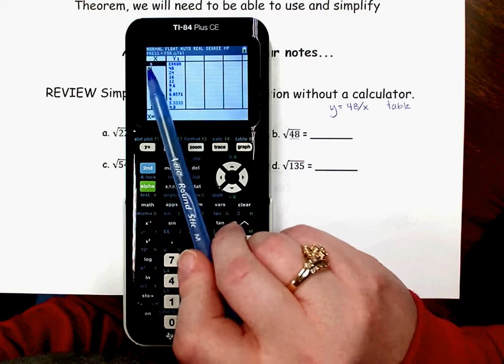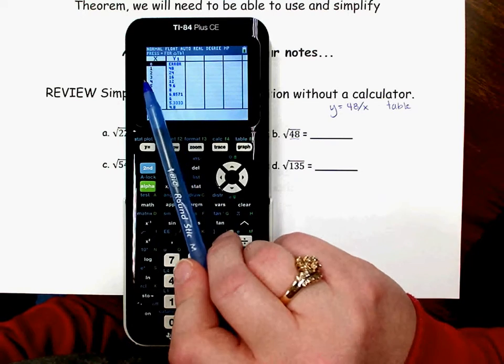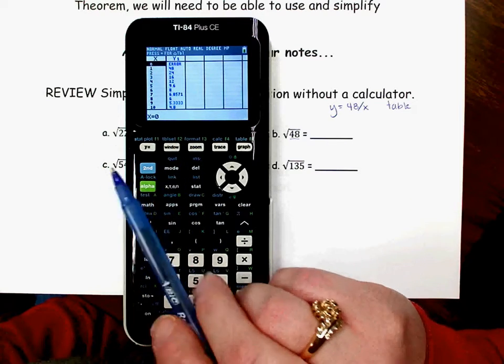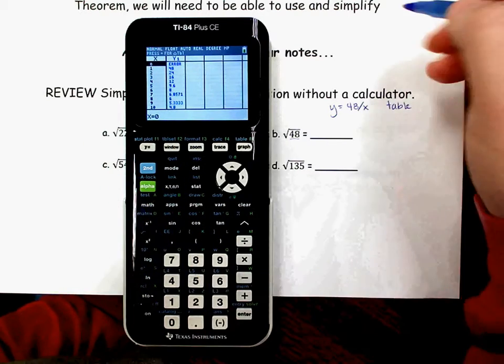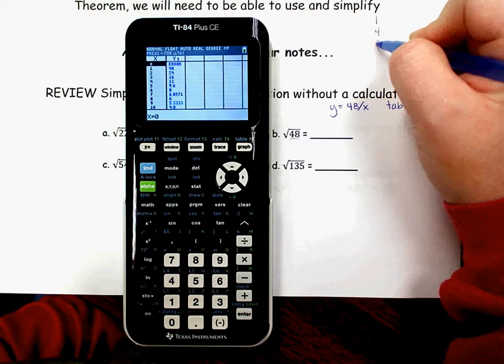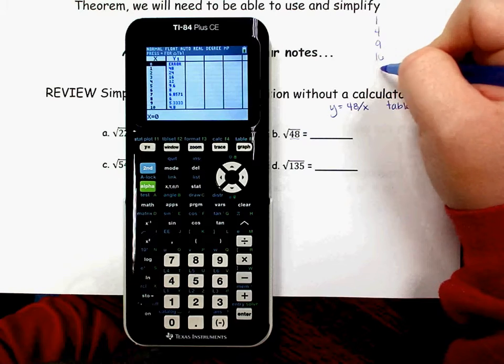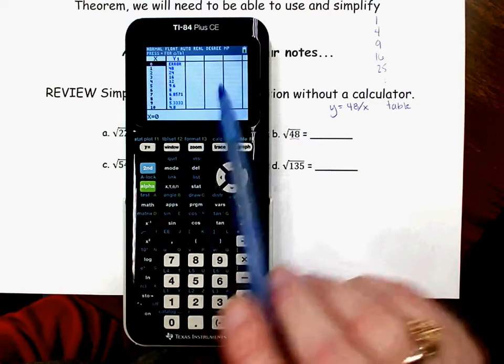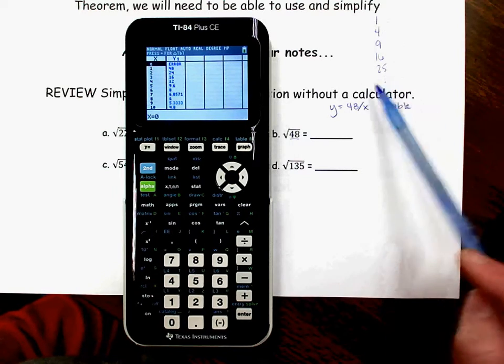1 times 48, 2 times 24, 3 times 16, 4 times 12, and so on. Okay? I'm looking for perfect squares. So remember the perfect squares, 1 squared is 1, 2 squared is 4, 3 squared is 9, 4 squared is 16, 5 squared is 25, and so on. Those are the perfect squares. I'm looking for one of these numbers to be the factor of 48.